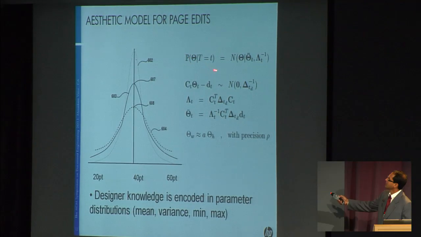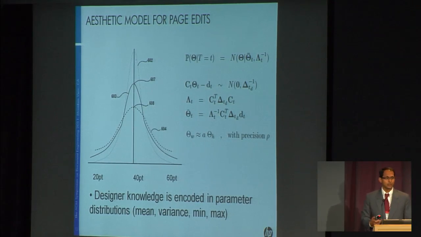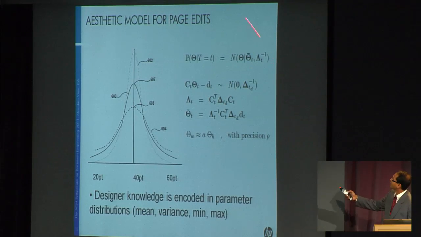Now, remember, theta given t is a preference. It's a preference for certain parameters over others. I'll take a very simple example of white space. It's between 20 and 60 points. Typically the designer gives a mean, variance, min, and max. If I give it a tight variance, then it's saying you want this value to be enforced very carefully. If I give it a loose variance, then it can be changed. The designer is specifying his intent that the parameter can move freely, right? And if you have multiple parameters, the algorithm will automatically trade off and figure out which parameters it can move more freely and which it can't, because they're encoded in the aesthetics.